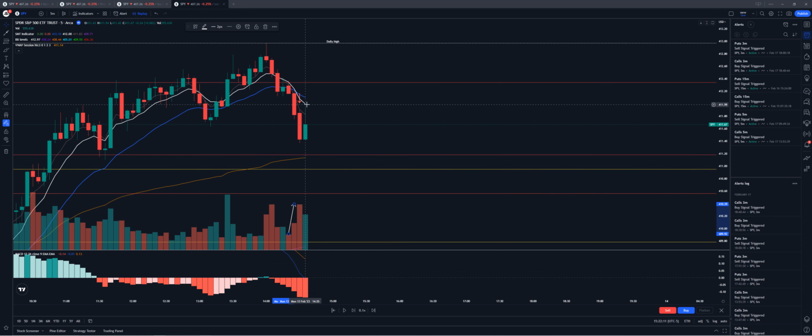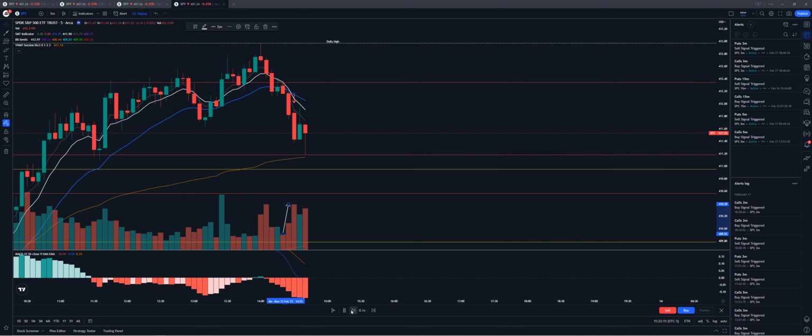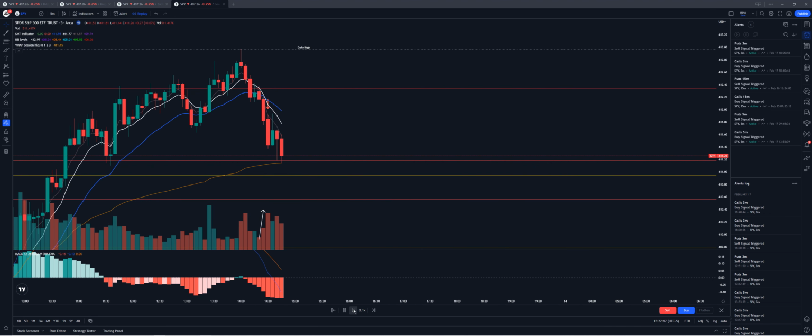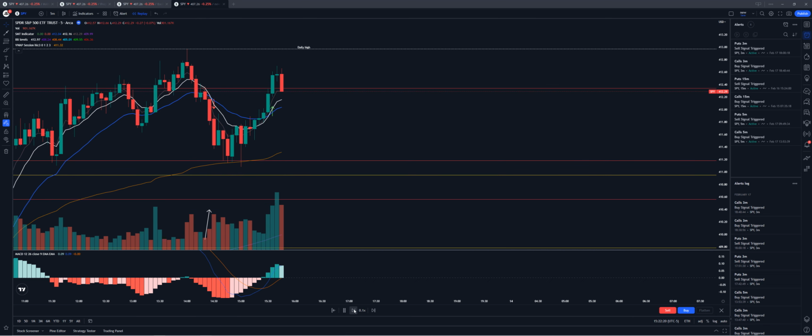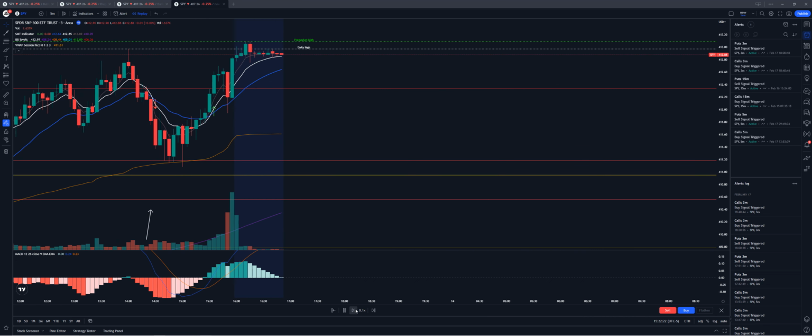So you hop in, you can use a close above this 9 EMA as your stop. And there you go. There's your profit. So nice. Two great trades that day on Monday. So let's go ahead and continue to the next day.